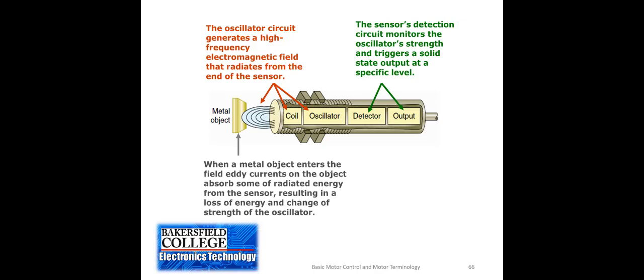Now, I say it closes the contact because you're used to thinking about relays and contacts closing. But in reality, what that output actually is a transistor. A transistor is an electronic version of a relay contact. So when the transistor is turned on, current will flow through it, much like current flows through a closed contact.